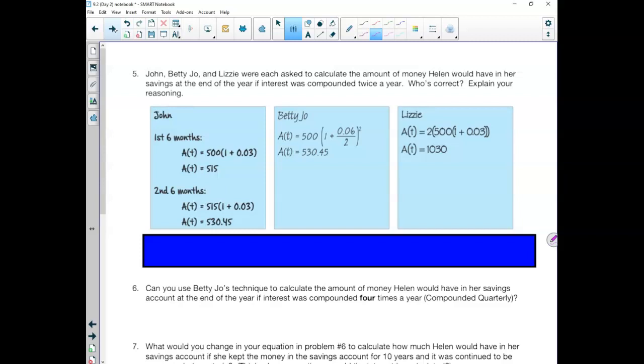They were each asked to calculate the amount of money Helen would have in her savings account at the end of the year, if the interest was compounded twice a year. Well, who's correct? Express or explain your reasoning. Well, if I look at that, John and Betty Joe and Lizzie, they all kind of have different tactics, and John and Betty Joe have the exact same amount.